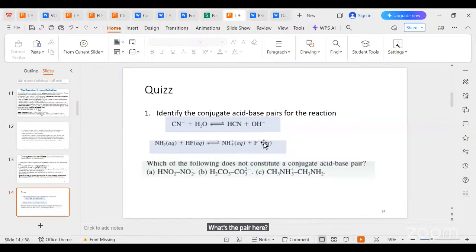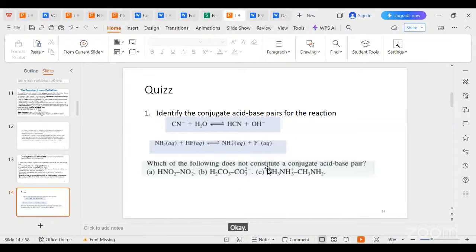For the conjugate base in the ammonium and the hydrogen fluoride, this will be the conjugate acid. Ammonia is the conjugate base here, because this is the basic part. So the pair will be NH3 to NH4 plus. That's the pair. That's the acid-base pair here.